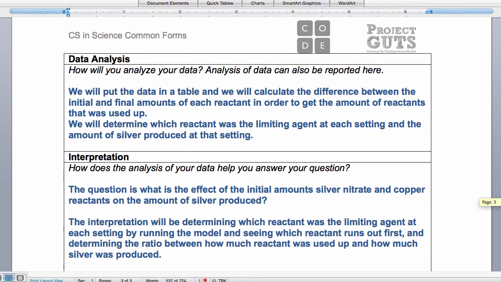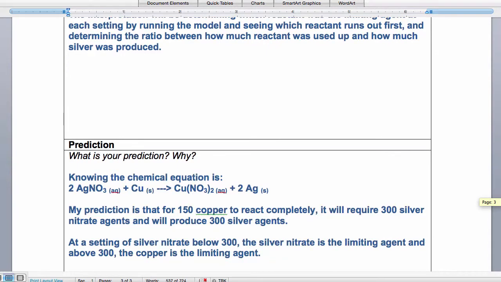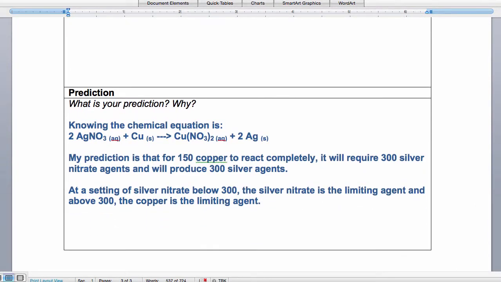One last question has to do with the prediction. What was your prediction, and did the prediction align with the interpretation of your data? So my prediction is that since I know the chemical reaction and I know the chemical equation and I have balanced it, my prediction is that 150 copper will react completely. It will require 300 silver nitrate agents and it will produce 300 silver agents.